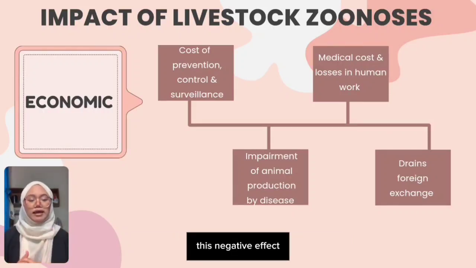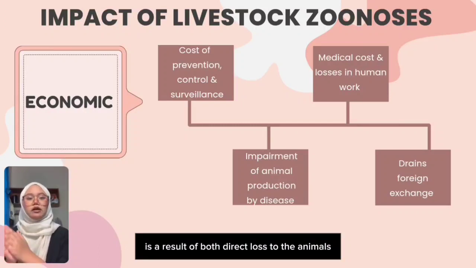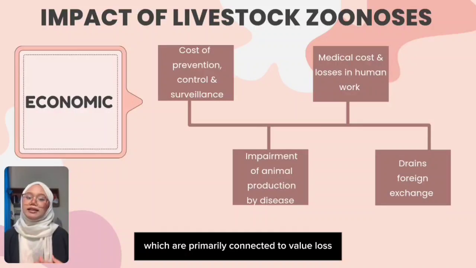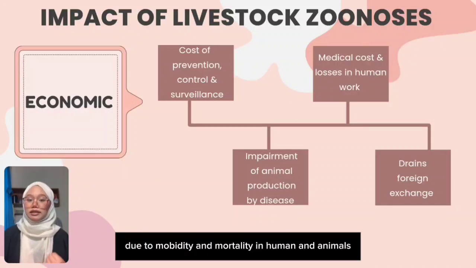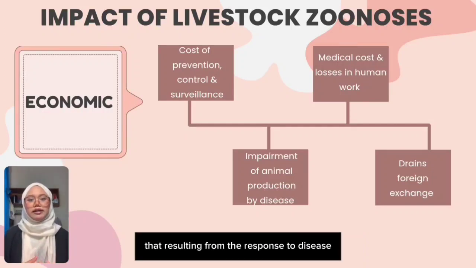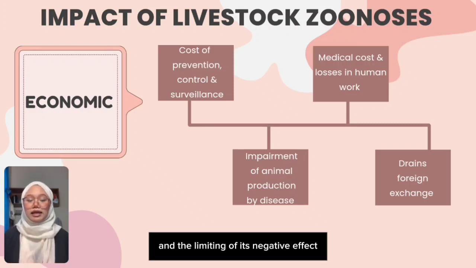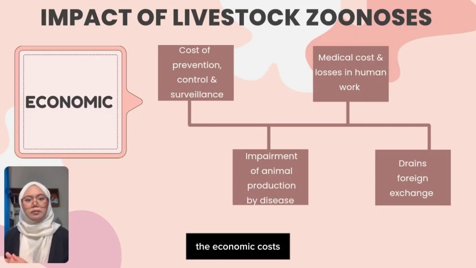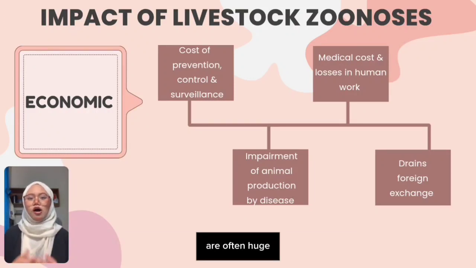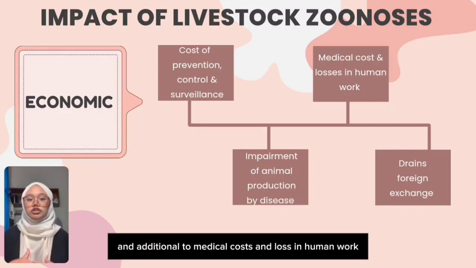This negative effect is a result of both direct loss to the animal and public health sectors, which is primarily connected to value loss due to morbidity and mortality in humans and animals, and indirect loss, which includes the economic costs resulting from the response to disease and the limiting of its negative effect. The economic costs incurred in the control of zoonotic disease in animals are often huge and additional to medical costs and loss in human work.